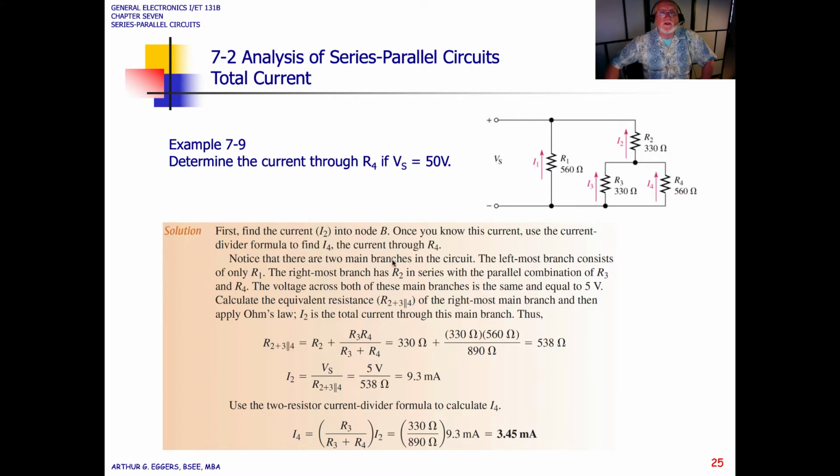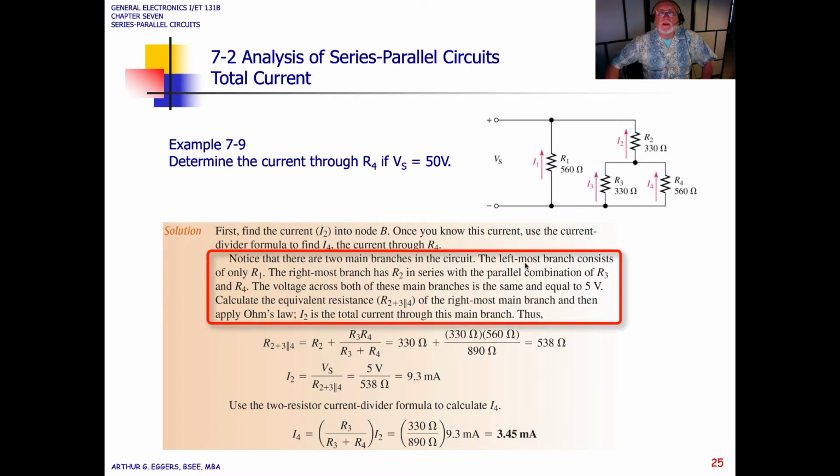Notice that there are two main branches in the circuit. The leftmost branch consists only of R1. The rightmost branch has R2 in series with a parallel combination of R3 and R4. The voltage across both of these main branches is the same and equal to 5 volts. Calculate the equivalent resistance, resistor R2 plus the parallel combination of R3 and R4 in the rightmost branch, then apply Ohm's law. I2 is the total current through the main branch, so that's up here on R2.